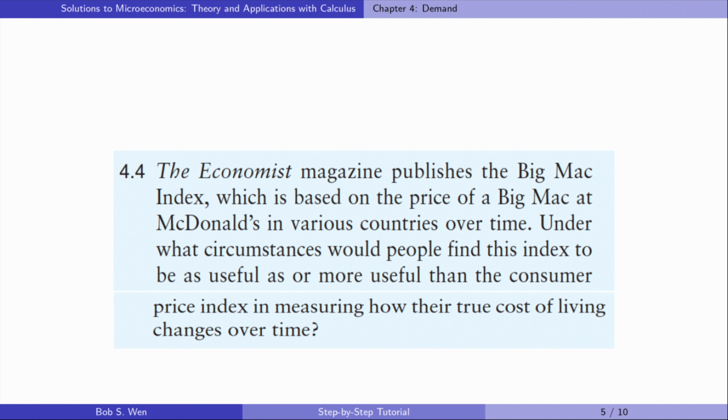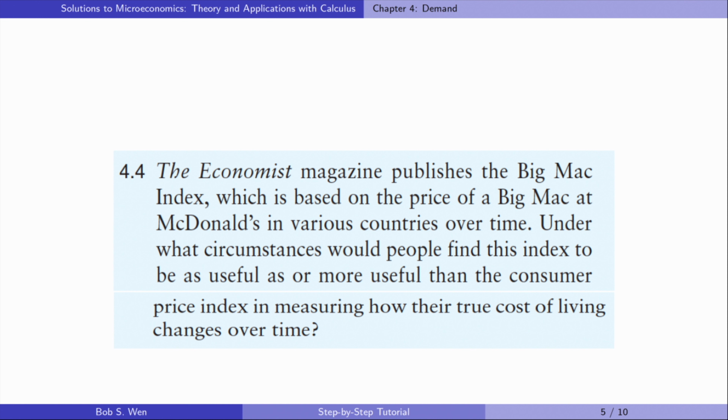Let's find answers to exercise 4.4. The Economist magazine publishes the Big Mac Index, which is based on the price of a Big Mac at McDonald's in various countries over time. Under what circumstances would people find this index to be as useful as or more useful than the Consumer Price Index in measuring how their true cost of living changes over time?